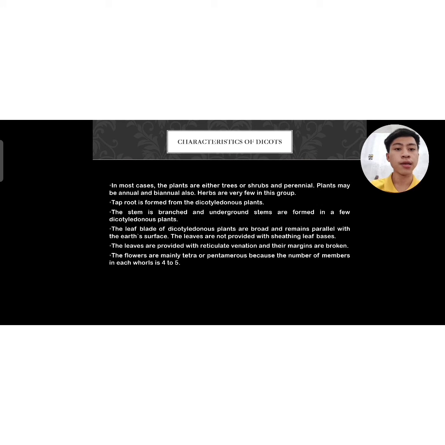The leaf blade of dicotyledonous plants are broad and remain parallel with the earth's surface. The leaves are also provided with sheathing leaf bases. The leaves are provided with reticulate venation and their margins are broken. The flowers are mainly tetra or pentamerous because the number of members in each whorl is 4 to 5.